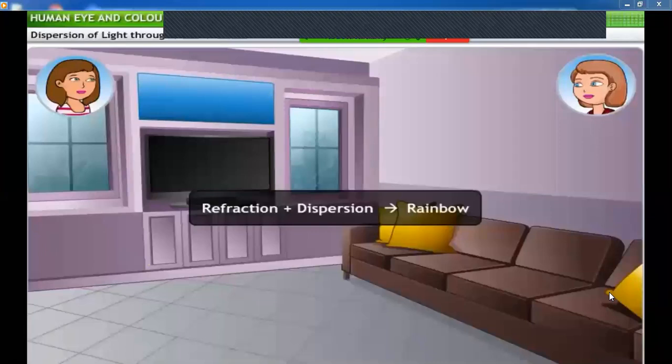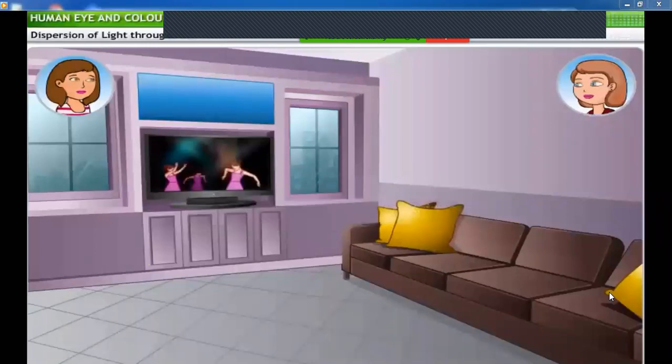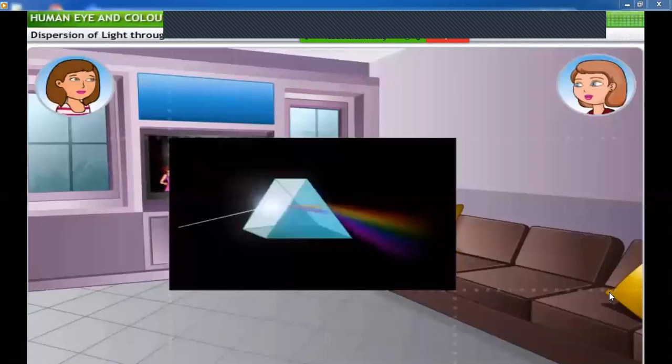Okay, that was half the picture. What about dispersion? To understand dispersion, let's look at some videos of our annual day celebrations. I remember the amazing lighting. I wonder how they got those effects. Actually, prisms were used for those effects as well. That's where dispersion of light comes in.